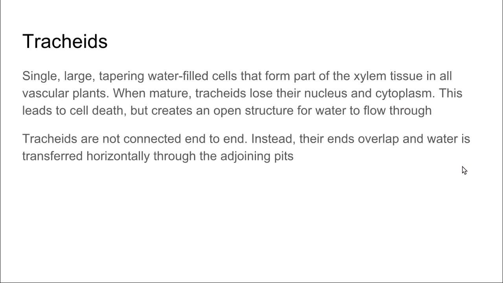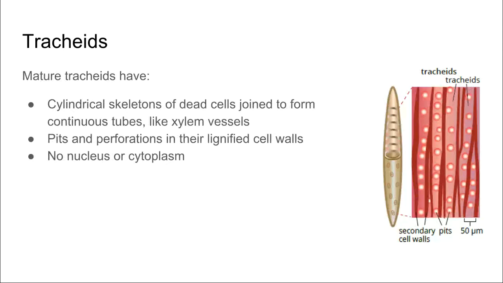We also have the tracheids, which are single large tapering water-filled cells that form part of the xylem tissue. When these tracheids mature, they lose their nucleus and cytoplasm, which leads to cell death, but it does create an open structure for the water to flow through. They're not connected end to end; instead these ends overlap, and again, water is transferred horizontally through the pits of the adjoining cells. And here we can see the pits on the side, and again, the cylindrical structure forms that continuous tube.